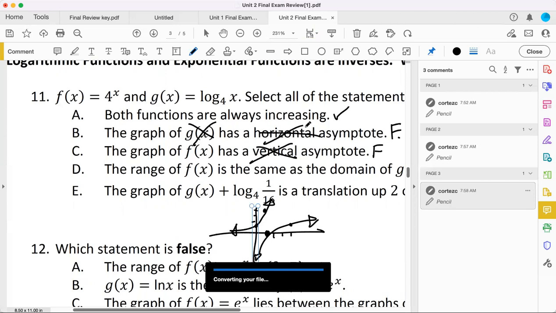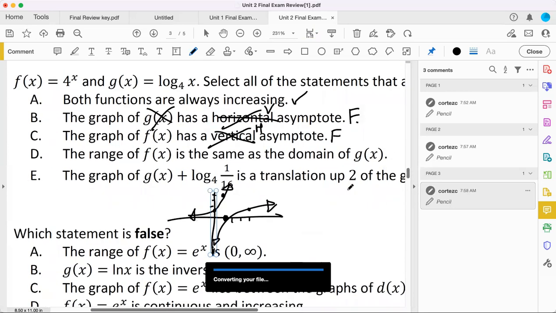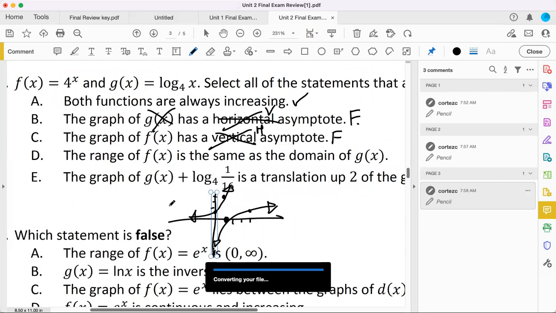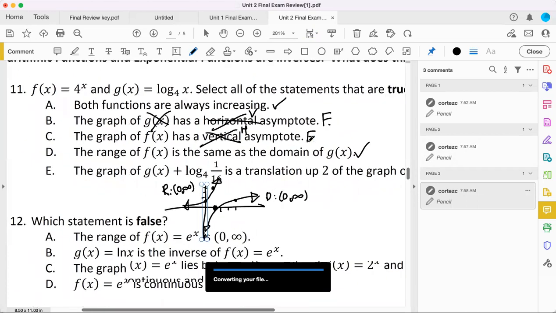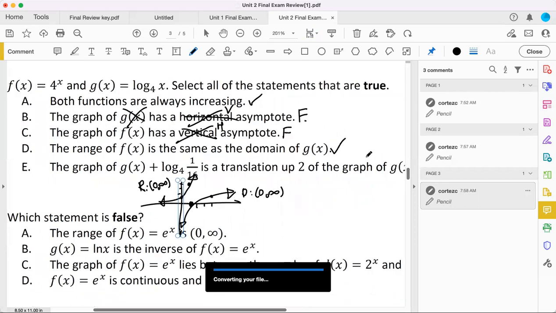Might be nice to pop in and say, no, it's actually vertical. This is actually horizontal. The range is the same. Well, let's decide on that, because this range for f of x is 0 to infinity. And this domain for g of x is definitely 0 to infinity, not including. So this is actually true, interestingly enough. Hope you know the check marks mean it's true.